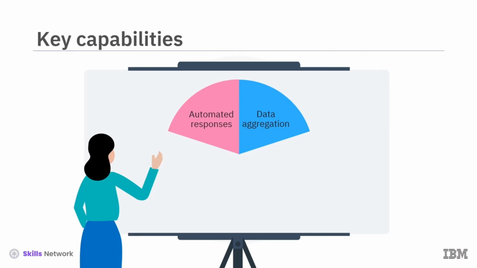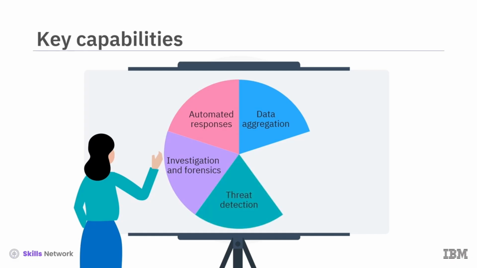This aggregated data forms a comprehensive dataset for analysis. XDR platforms apply advanced analytics, machine learning, and artificial intelligence to correlate data from different sources. This correlation helps identify patterns and anomalies that signify potential security threats. XDR platforms utilize detection techniques, including signature-based detection, behavioral analysis, and threat intelligence, to identify known and unknown threats. These platforms offer tools for in-depth investigation and forensic analysis. Security teams can analyze incidents comprehensively, understanding threat scope, impact, and root cause.